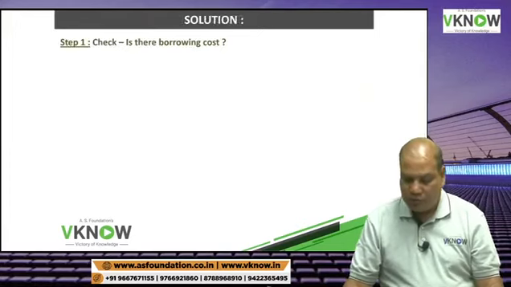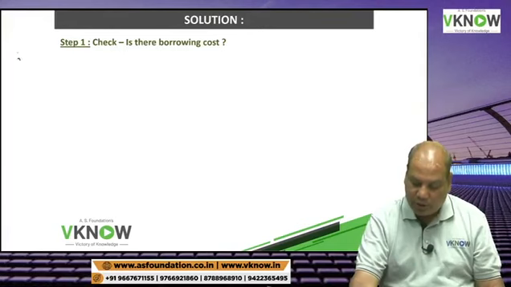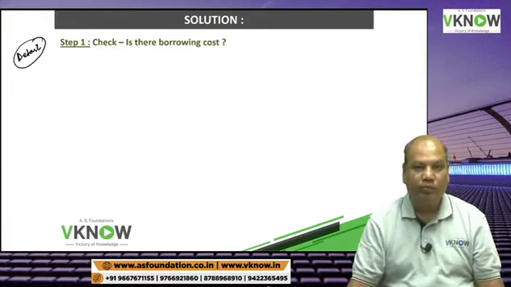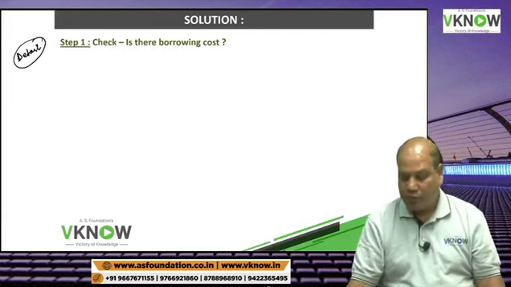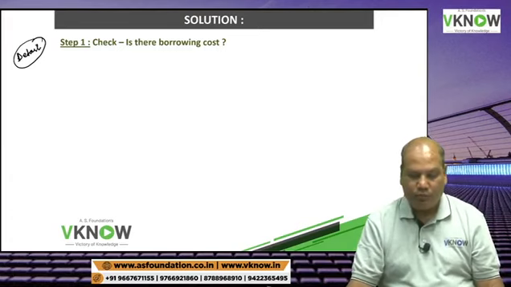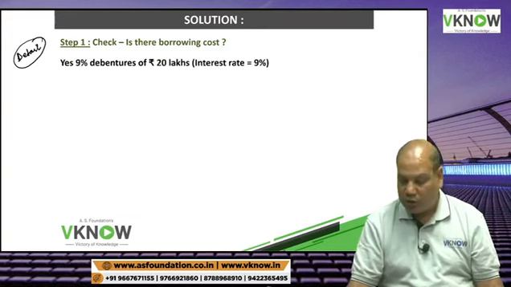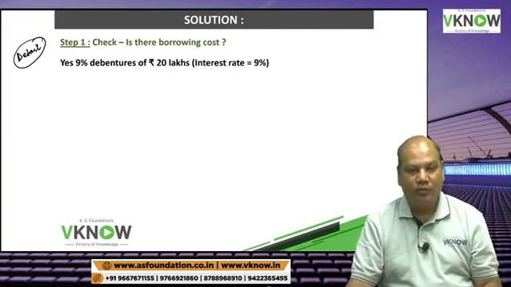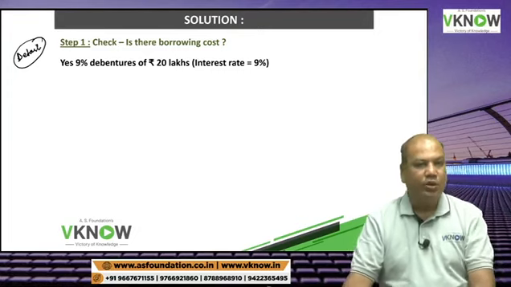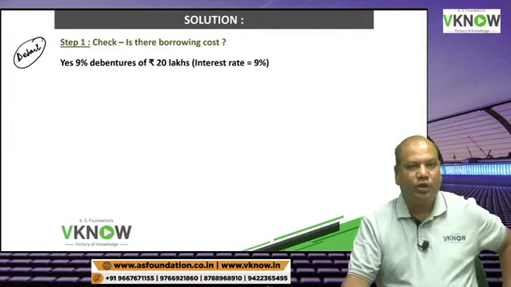Write down step 1. So this answer we will write in detail. This will help you in conceptual clarity one more time. Please write down little fast. Step 1, check, is there a borrowing cost? So the answer you will say yes, 9% debenture of rupees 20 lakh. In order to apply this standard, we need to check that there must be a borrowing. There must be a borrowing cost, otherwise the standard is not applicable.